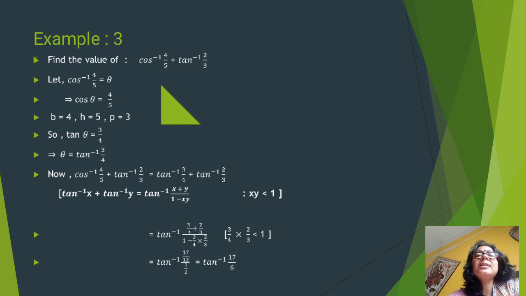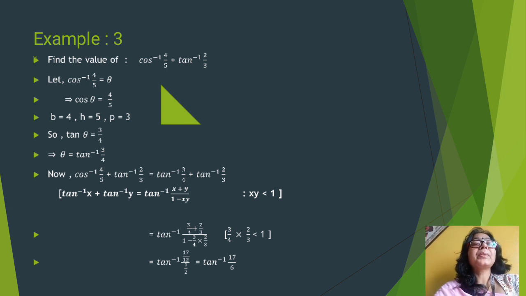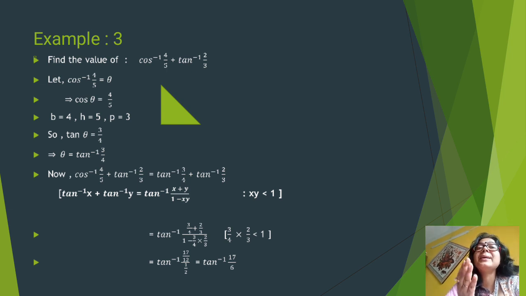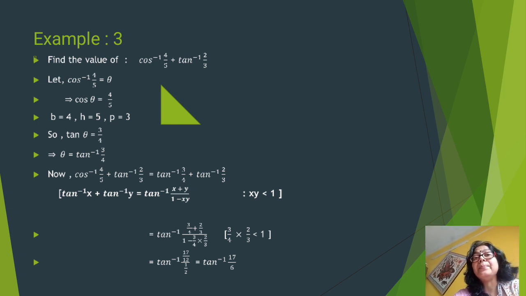So cos theta we can write as 4 by 5. Now I have drawn one triangle here. So here the base of this triangle is 4 and hypotenuse is 5, as cos theta is base by hypotenuse. So by Pythagoras theorem we can find out easily the perpendicular height. So perpendicular height will be here 3.